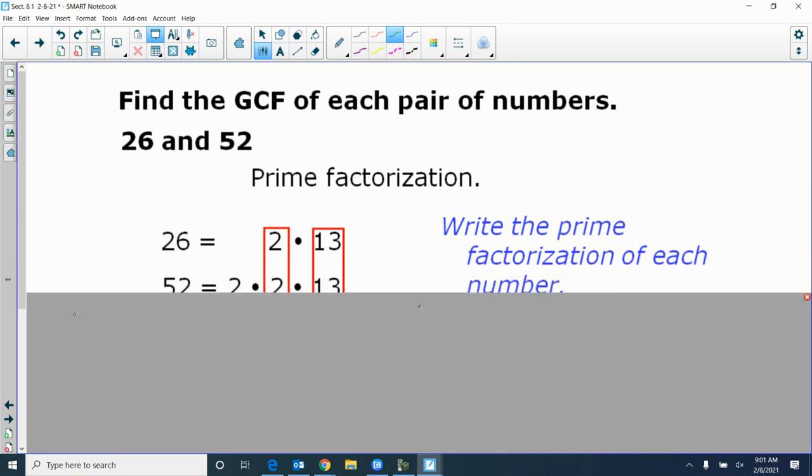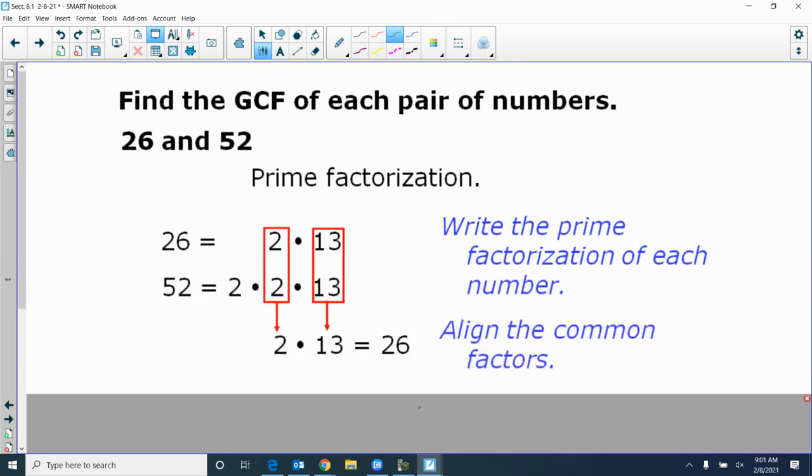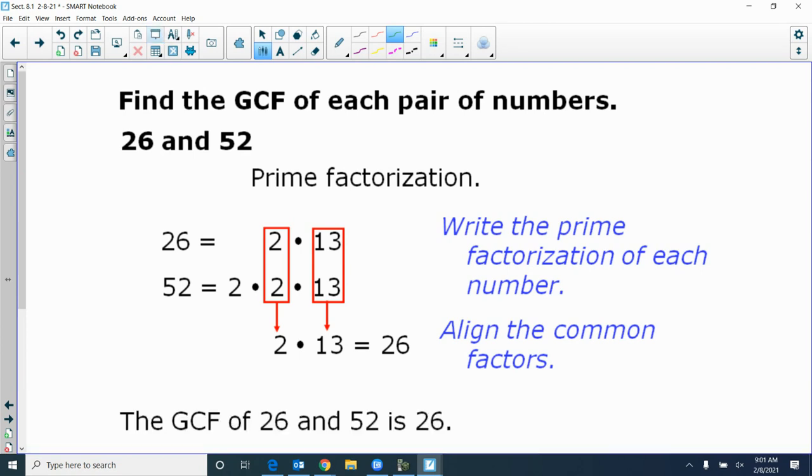Well, what you can do is you can do the prime factorization, do the factor tree. Once you got that, 26 is 2 times 13. 52 is 2 times 2 times 13. If they have anything in common, they both have a 2, they both have a 13, you multiply those together, that's 26. Does 26 go into 26? Yeah. Does 26 go into 52? Yeah, that's going to be your GCF.